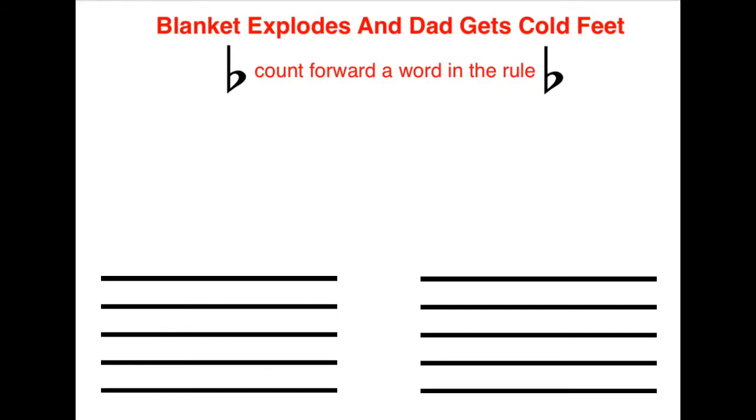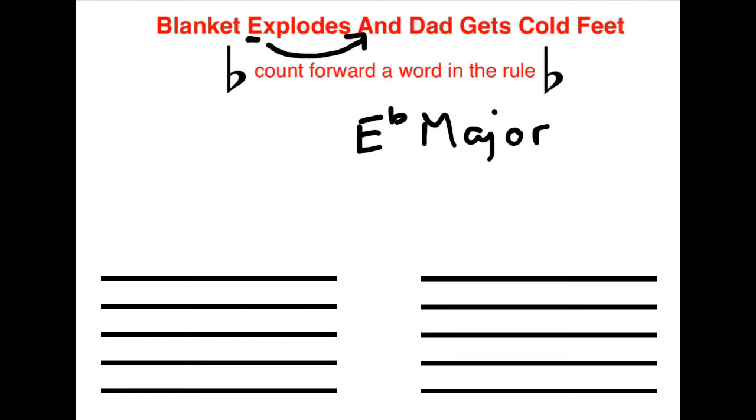I'm going to show you an example of how to do that. Let's take E flat major as a good one to start with. For this rule, you look to see where E flat is in the rule. It's the second word. What you do is count forward a word in the rule, which takes you to A. That tells you what the flats are in E flat major: B flat, E flat, and A flat.